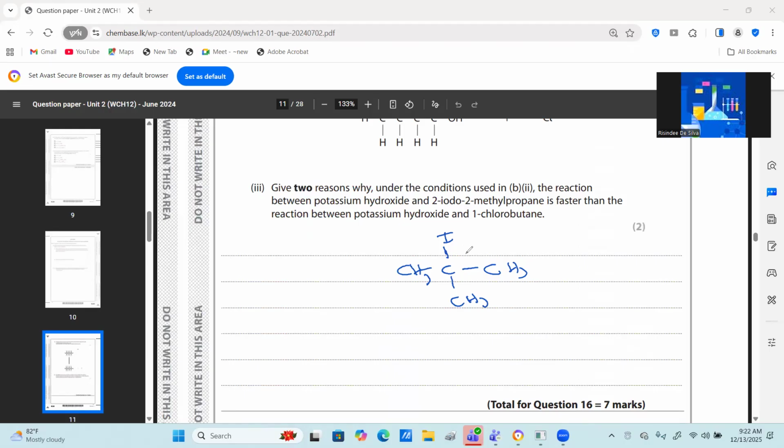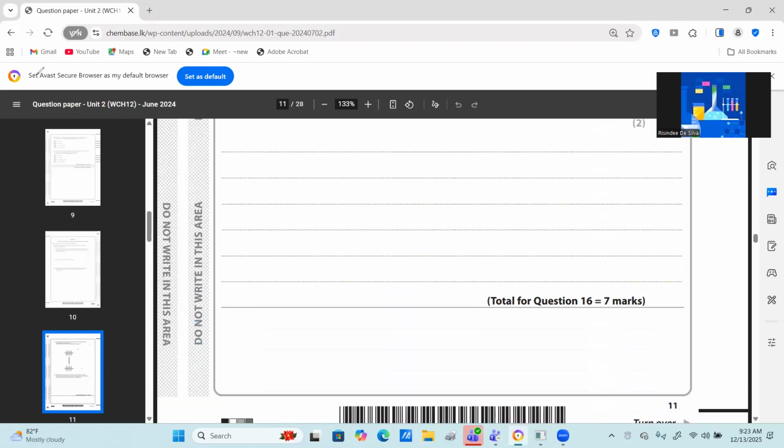So we'll see what is given in the marking scheme. First thing, you had to mention that 2-iodo-2-methylpropane is a tertiary halogenoalkane. One mark for writing that. Second mark, they have given the C-I bond is weaker than the C-Cl bond. Or for the first one, if you mention that it forms a tertiary carbocation, or that the tertiary carbocation is more stable than the primary carbocation, that part is also okay. For the second one, there's only one option: the C-I bond is weaker than the C-Cl bond.